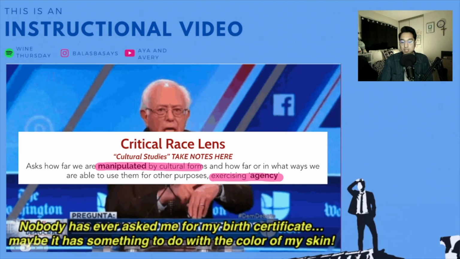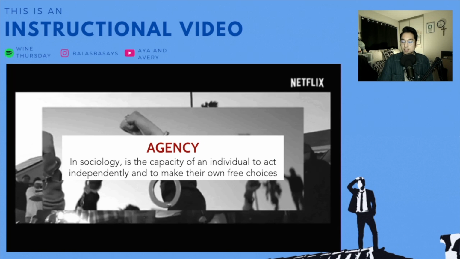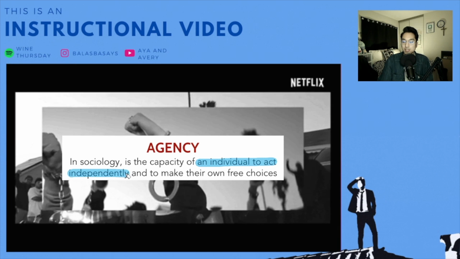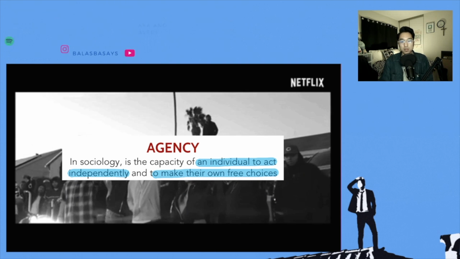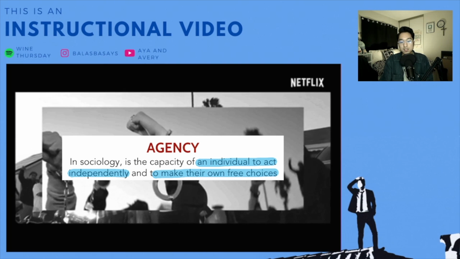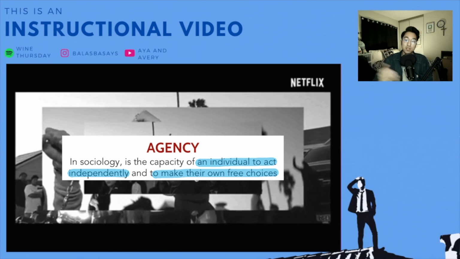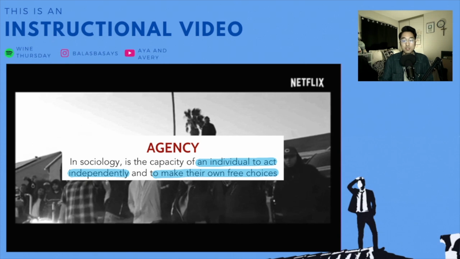So this notion of exercising agency, what is agency? In sociology, it is the idea of the individual's capacity to act independently and make their own free choices, kind of like self-determination or having self-control. You have the agency to look at those manipulating forces and determine, do I want to continue being persuaded by dominant culture, or do I want to do what's right for me?